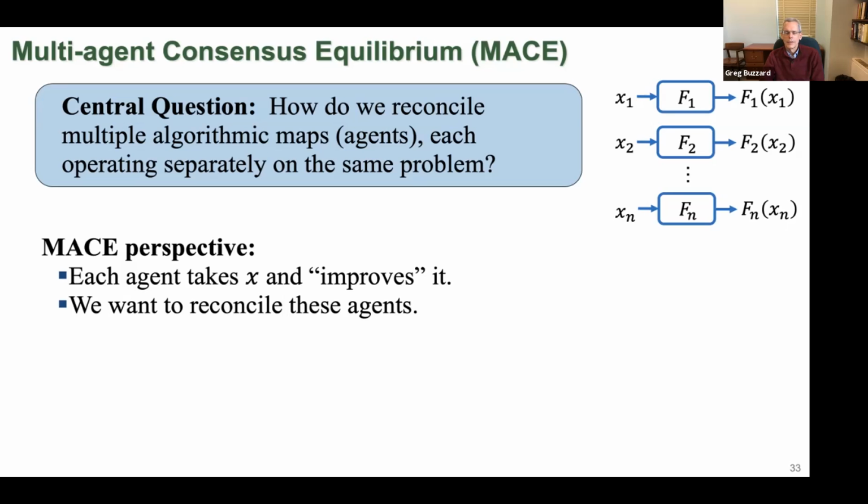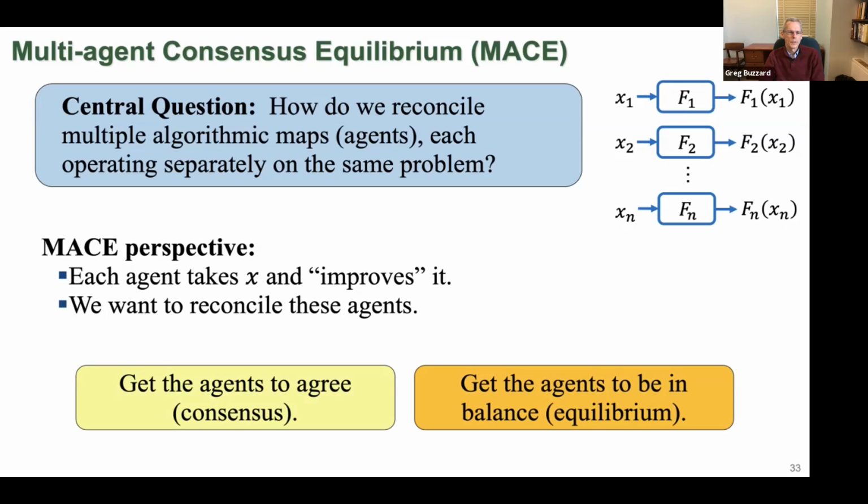While I was department head, which thankfully I've stepped down from recently, Charlie often said that MACE was a lot like my department head job, because I'd have to get lots of different people who were trying to make things better, but they each have their own ideas about how to make things better. And it's the department head's job to reconcile all those things and come to some consensus equilibrium. So that's what we want to do here algorithmically.